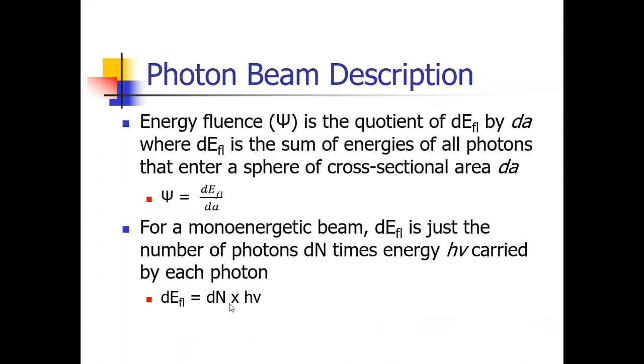In other words, we know how many photons are going through. We know what the energy is. We know it's all the same. So this differential part is just the number that are coming through times the energy that they carry.